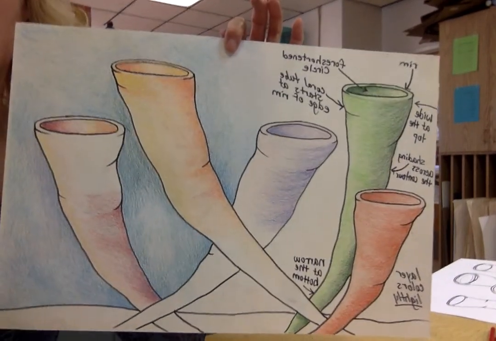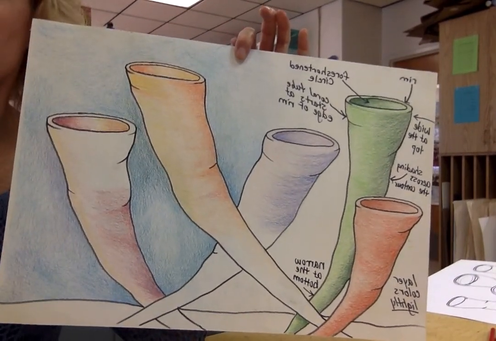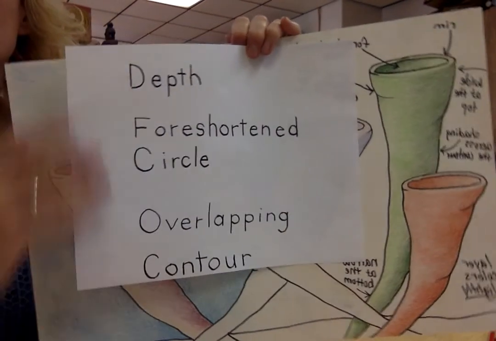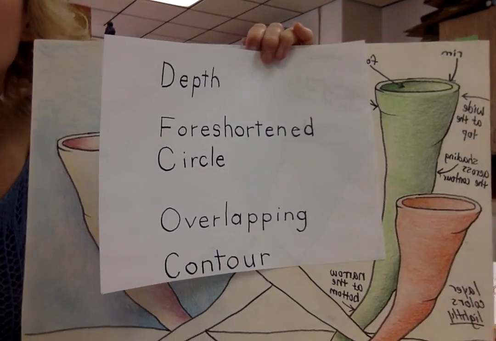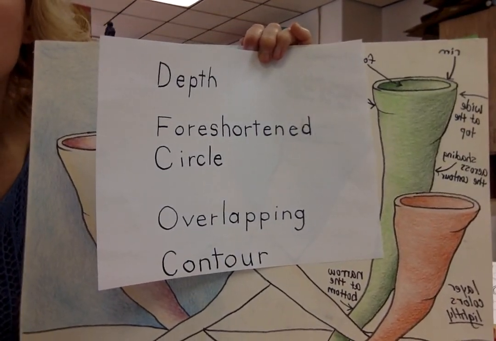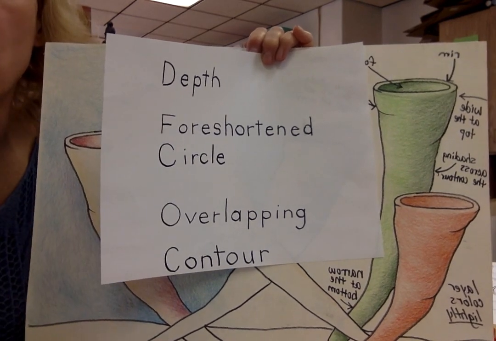Take up a lot of space. Use your foreshortened circle. You're overlapping to create that depth that we want and color across the contour.